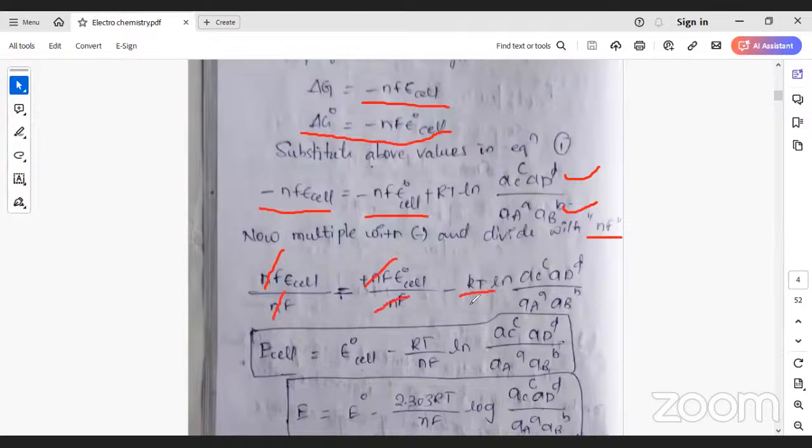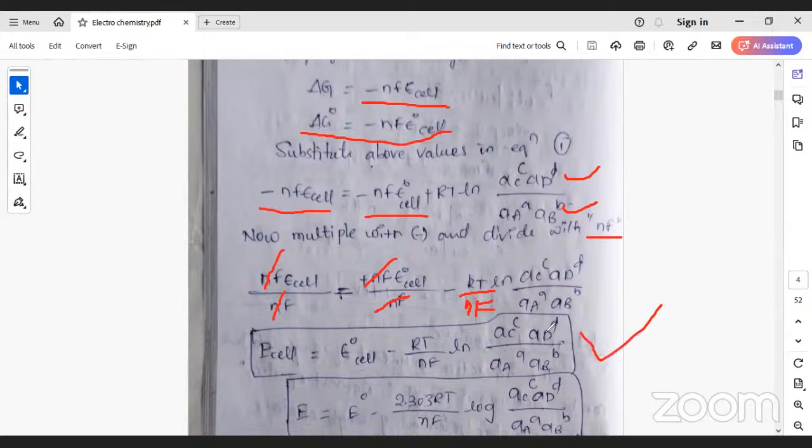Here we have RT by nF, because we are dividing by nF on all the sides: RT by nF ln activity of the products by activity of the reactants. Therefore, E cell equals E naught cell minus RT by nF ln activity of products by activity of reactants. If we replace ln with the logarithm, E cell equals E naught cell minus 2.303 RT by nF log of activity of products by activity of the reactants. This is the Nernst equation.